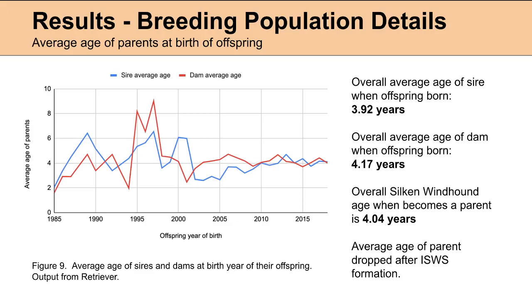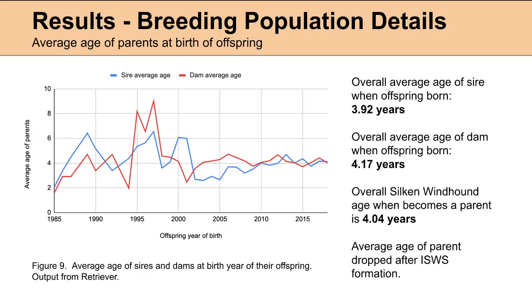But when you look overall at that 40-year time span, what we find is that the overall average age of sires when offspring are born is 3.9 years. And the overall average age of dams when offspring are born is 4.17 years. That was an unexpected finding, because my understanding is that sires have a longer reproductive shelf life compared to dams. So for sires to have a younger average age compared to dams was surprising.